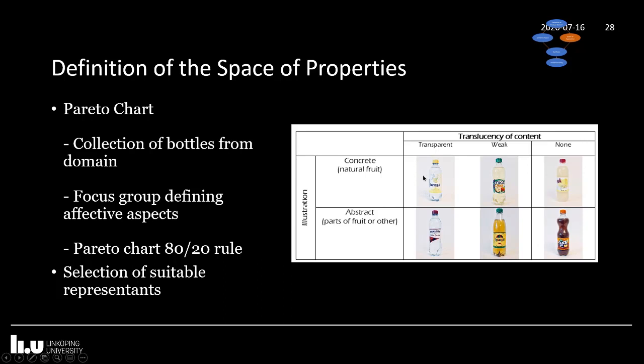Then we went out and looked for which products can represent this so-called dummy coding table. We were lucky here finding real samples. That is the best way to do it. But on the other hand, if you can't do that, sketches or computer renderings will do the trick as well.